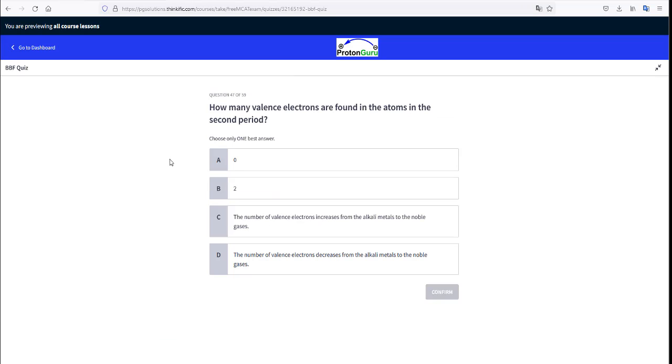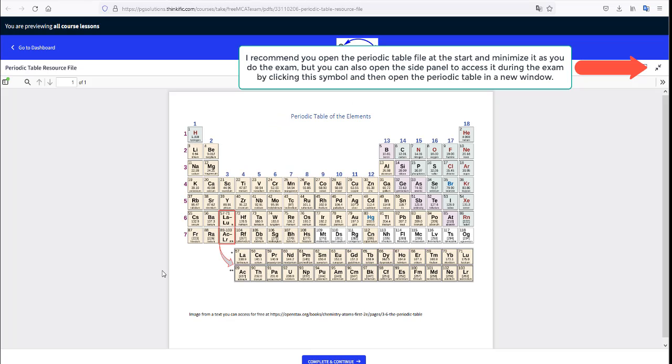Our next question, how many valence electrons are found in the atoms in the second period? We look at the second period, what does that refer to in the periodic table? Well, this is the first case where I've had to flip over to my periodic table resource file and just pull this up momentarily. Remember that the vertical columns are referred to as columns or groups. We can refer to a row as a row or a period.